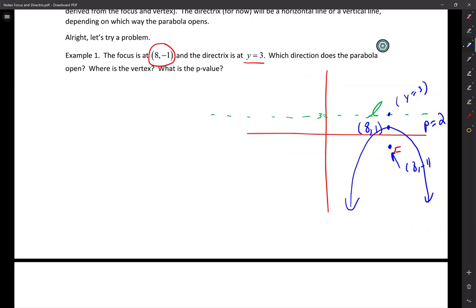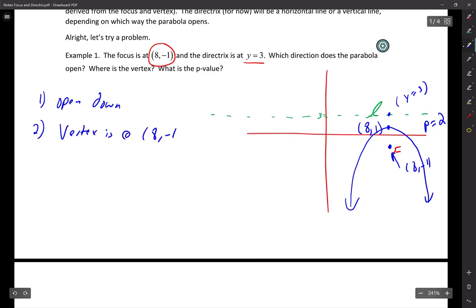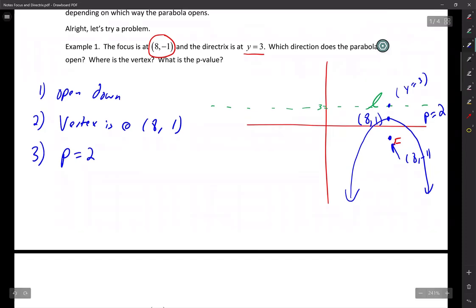So let's answer the question. Which direction does the parabola open? Opens down. So there's the first question. Question 2. Where is the vertex? Vertex is at 8, negative 1. Oh, sorry. 8, 1. You don't have to say that. You can just say 8, 1. And then the third question. What is the p-value? 2. Whatever the vertical displacement is, divided by 2, and that's going to be your p-value. Always. Don't worry. We're going to do some more.